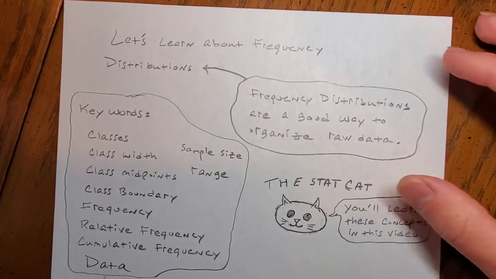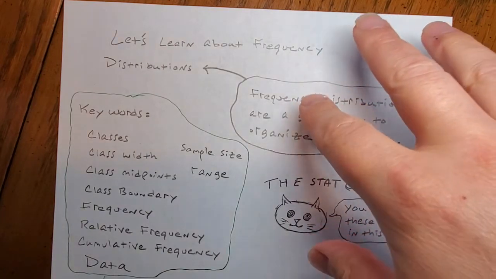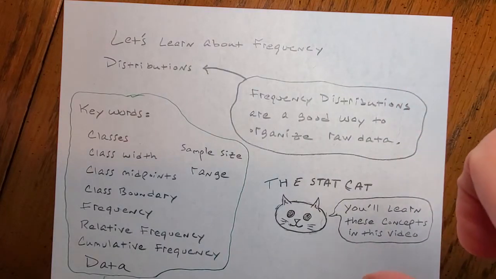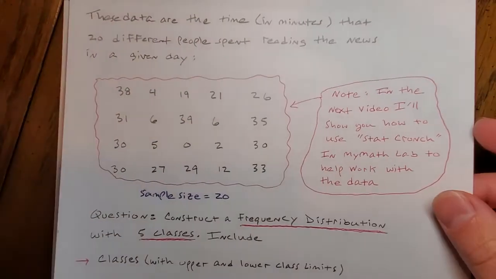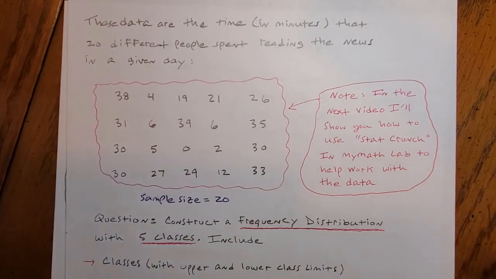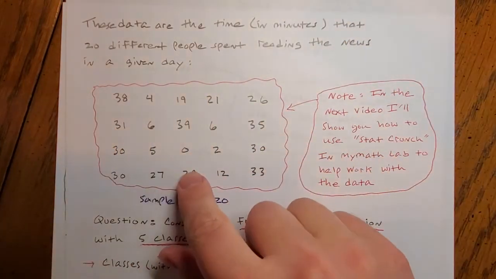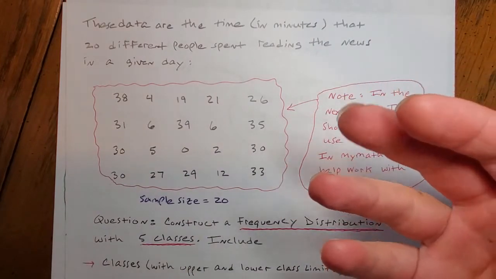Hello everybody. So in this video we'll learn about a broad concept called frequency distributions. And you might remember from my first video that I said one thing that we do in the field of statistics is we take raw data. So here's some raw data, which is just numbers.